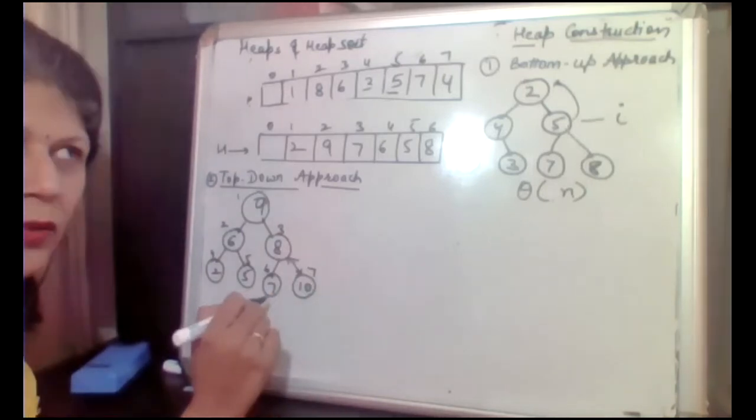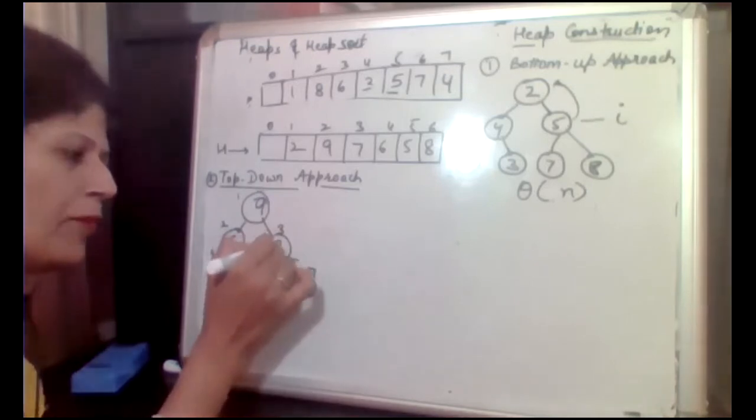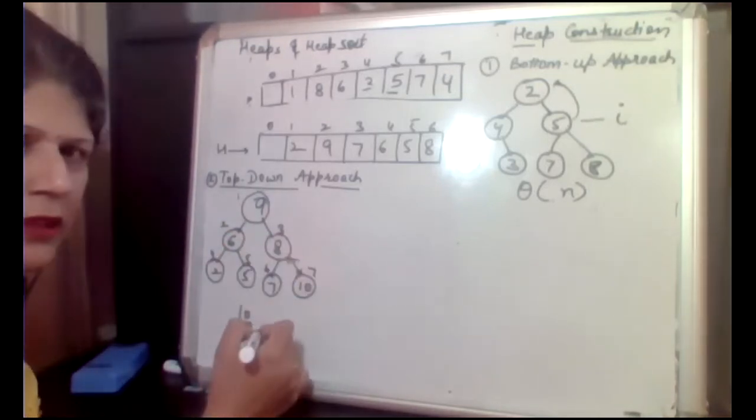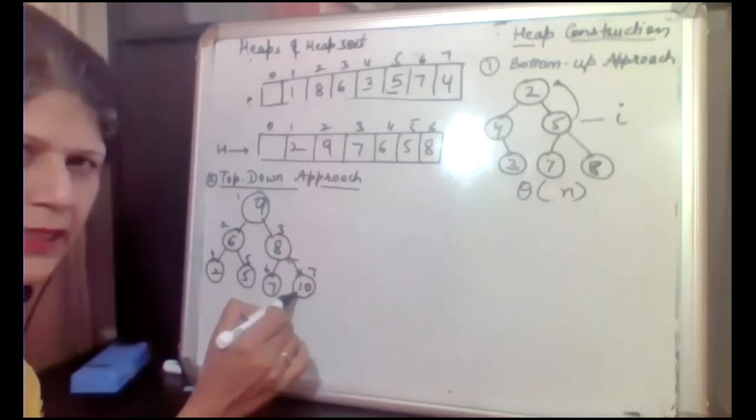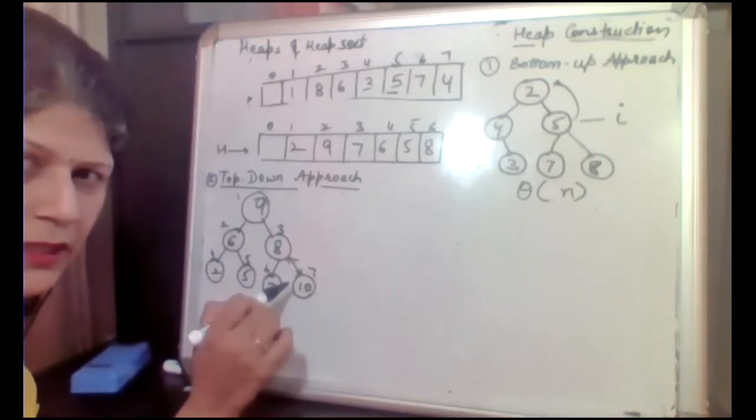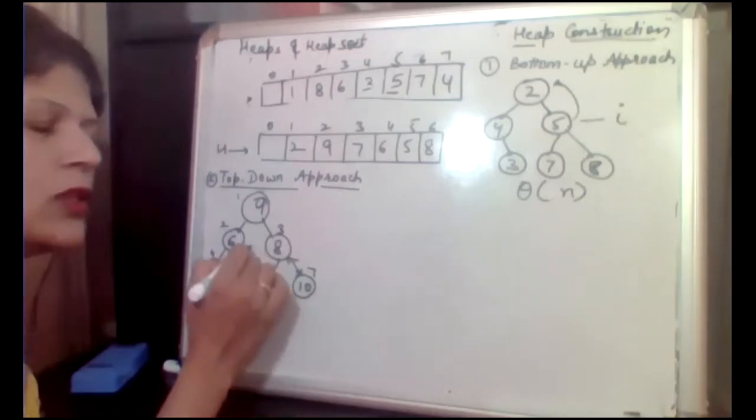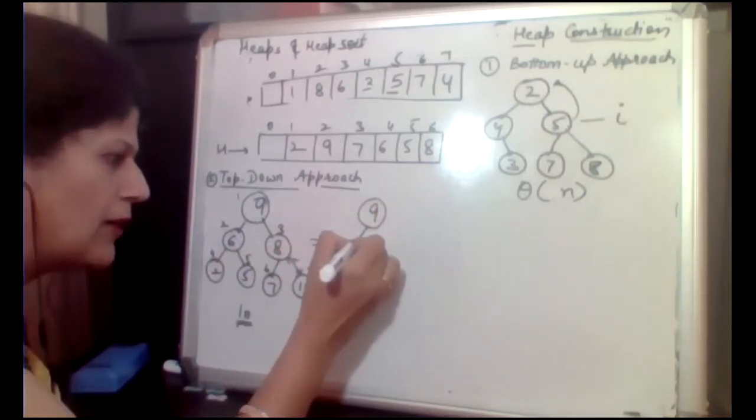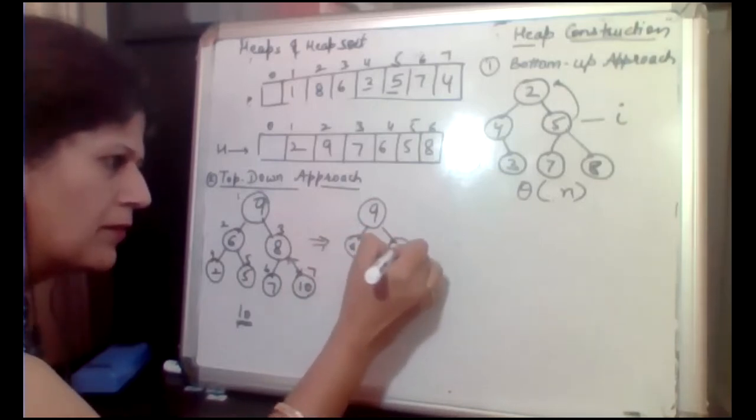Once we have included this, we will compare it with its parent node. Here, we know 8 is lesser than 10, so the parent dominance property is not followed. So we will swap the two values, and it will result in a heap that will look like this.